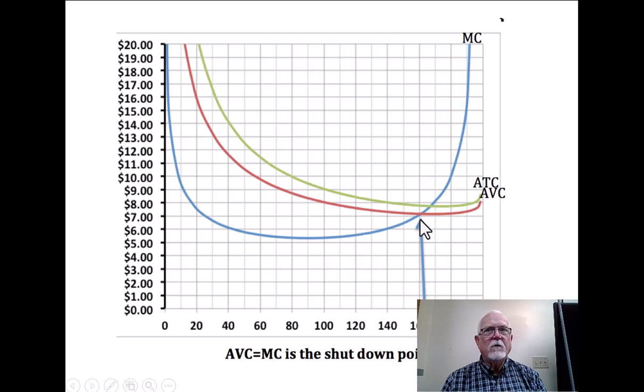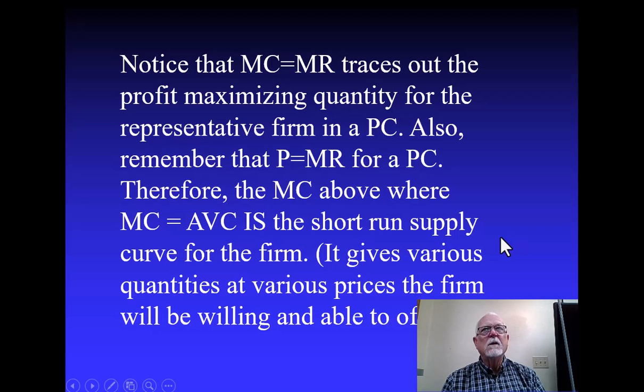So at the point where average variable cost equals marginal cost, that's called the shutdown point. All right. Well, let's think about this just a minute.